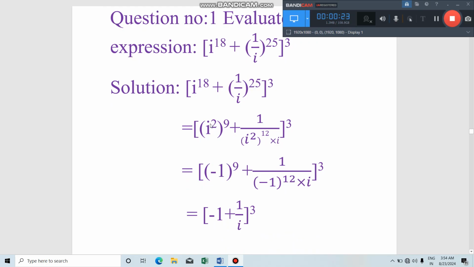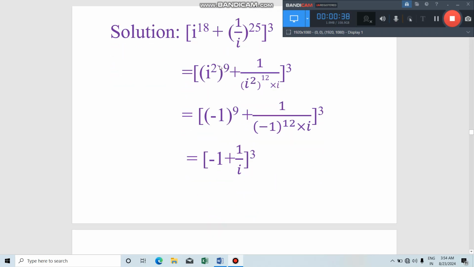So we can write it as (I square) whole power 9, it will give I to the power 18, plus 1 by (I square) whole power 12 into I, it will give I to the power 24 into I. So (I to the power 25) whole power 3. So we know that I square equal to minus 1. So (minus 1) whole power 9 plus 1 by (minus 1) whole power 12 into I, whole power 3. So it will give (minus 1) whole power 9, it will give minus 1, plus 1 by (minus 1) whole power 12 will become plus 1, into I.